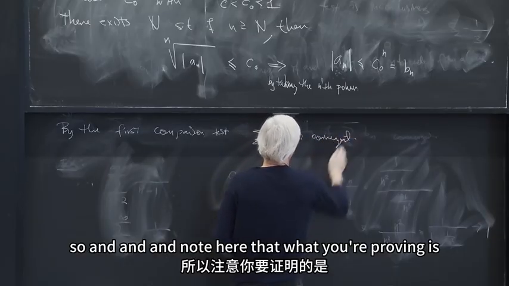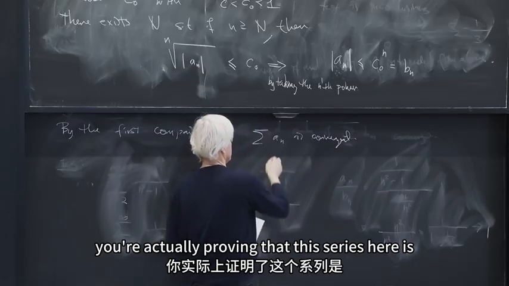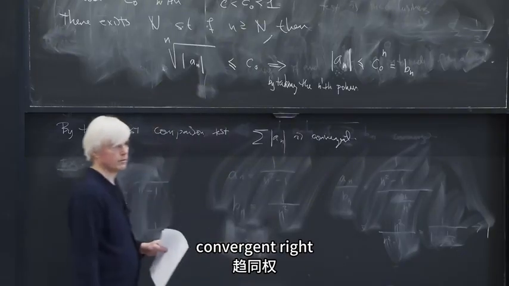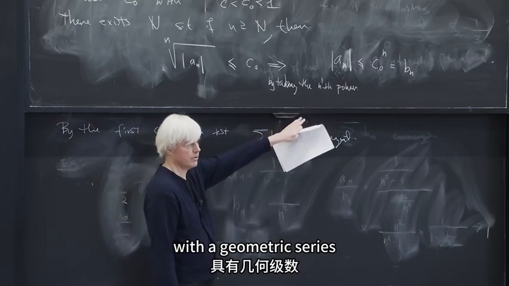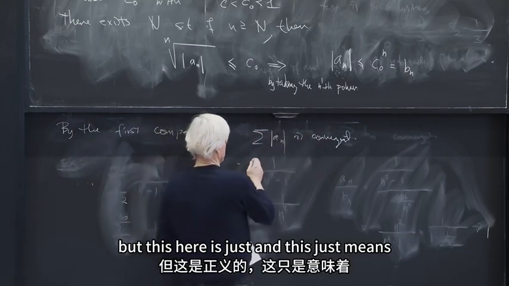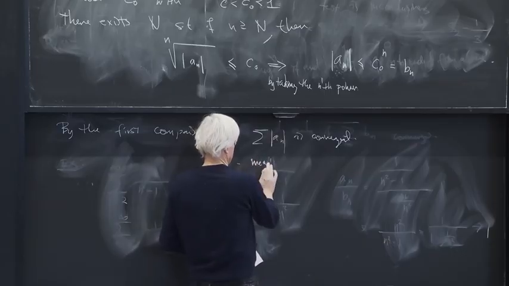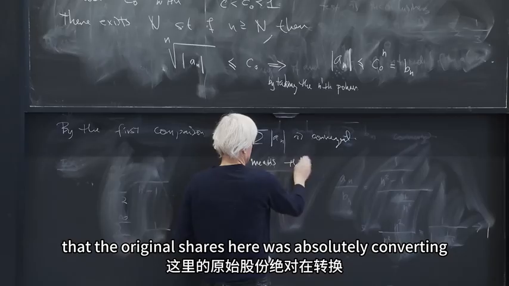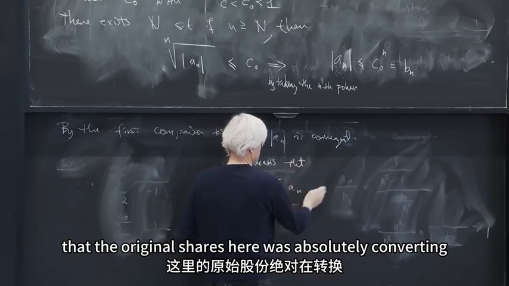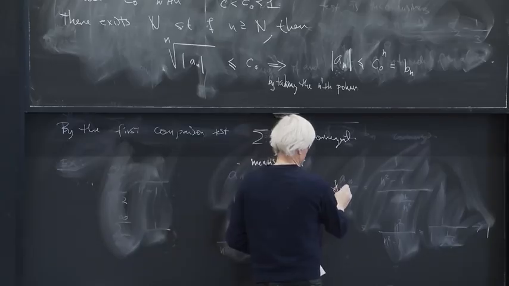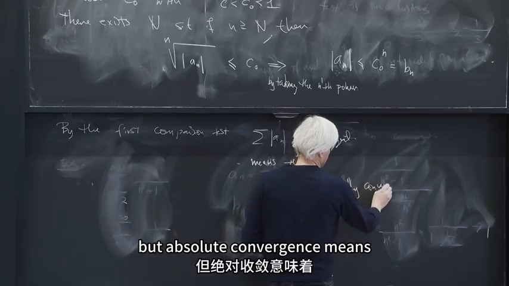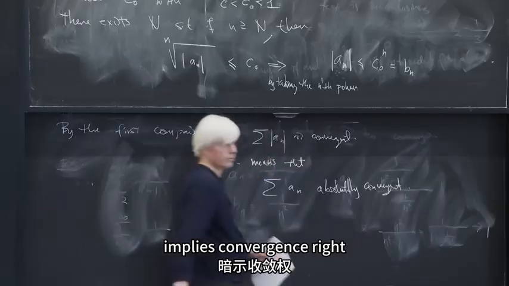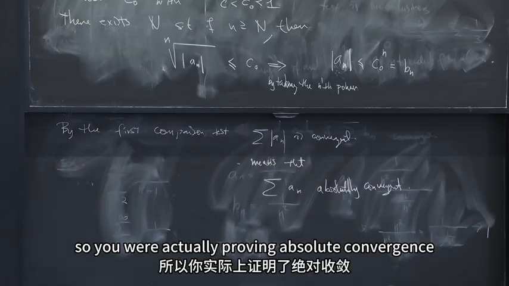And note here that what you're actually proving is that this series here is convergent, because you're comparing this series with a geometric series. This just means that the original series here was absolutely convergent. But absolute convergence implies convergence, right? So you are actually proving absolute convergence.